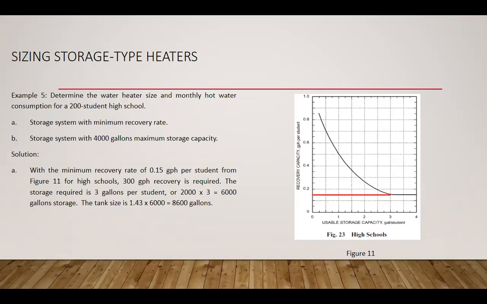Sample number 5. Determine the water heater size and monthly hot water consumption for a 200 student high school. So, school naman tayo. A. Storage system with minimum recovery rate. B. Storage system with 4,000 gallons maximum storage capacity. Solution A. With minimum recovery rate of 0.15 gallons per hour per student from figure 11 for high school. So yan, 0.15 minimum. 300 gallons per hour recovery is required.